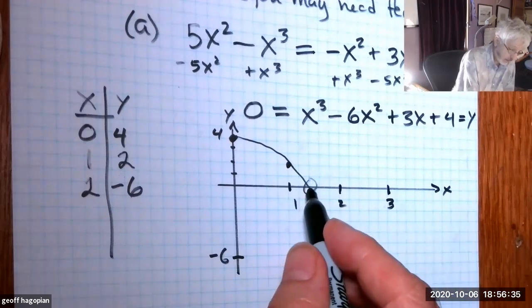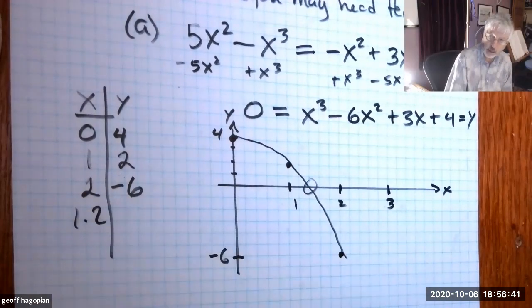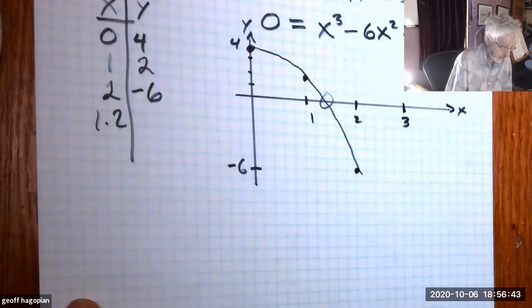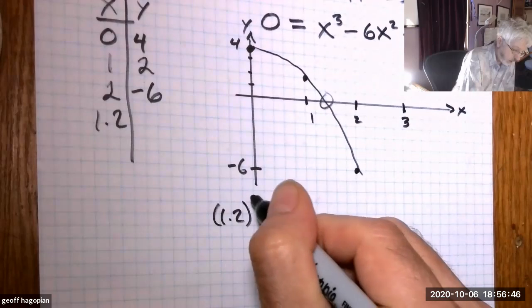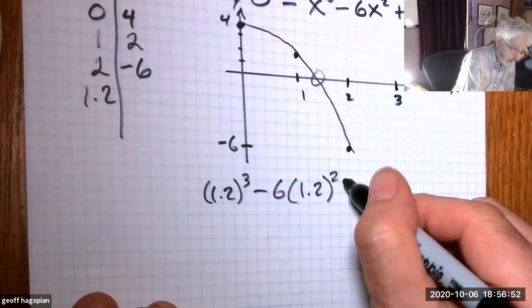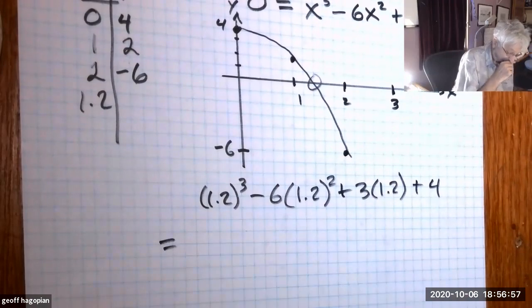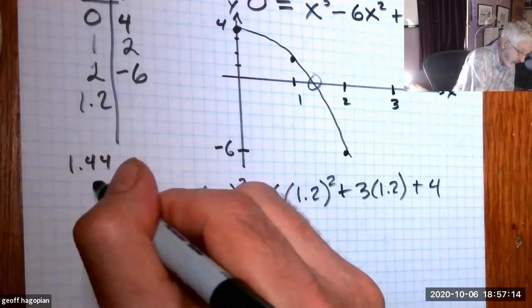What value of x will make y 0? And maybe 1.2, you want to guess 1.2? It's going to be hard to plug in, right? What's 1.2 cubed minus 6 times 1.2 squared plus 3 times 1.2 plus 4? Is that close to 0? Well, what's 1.2 cubed? Well, 1.2 squared is 1.44, right?